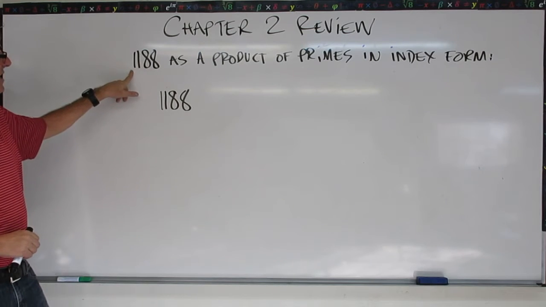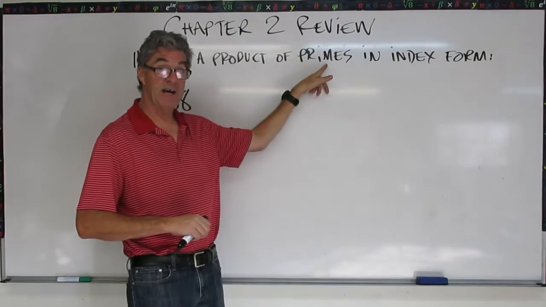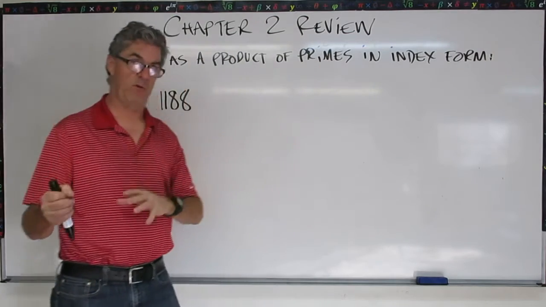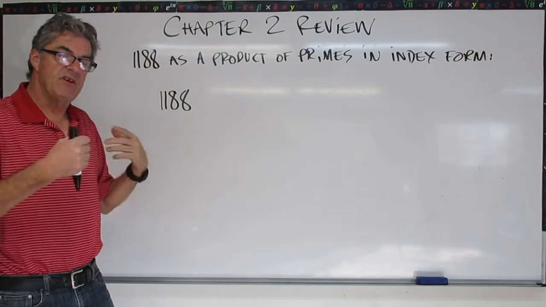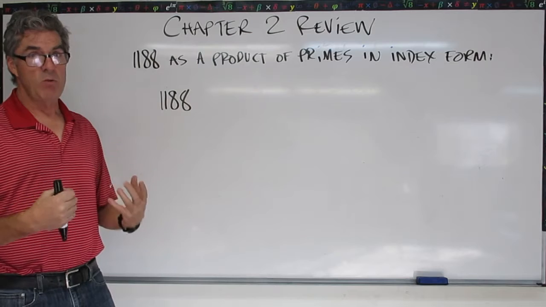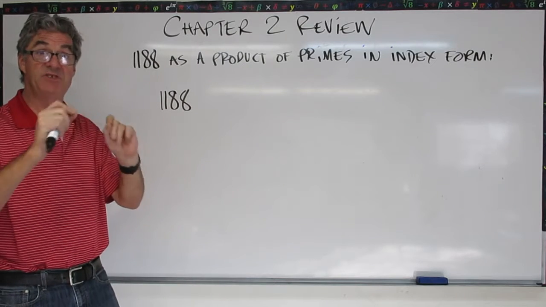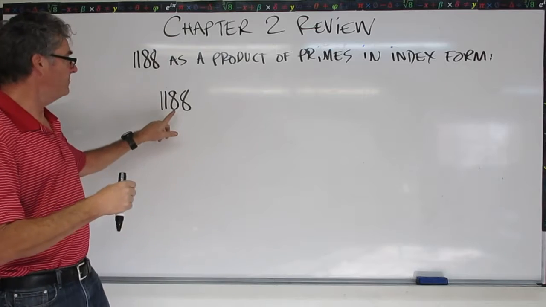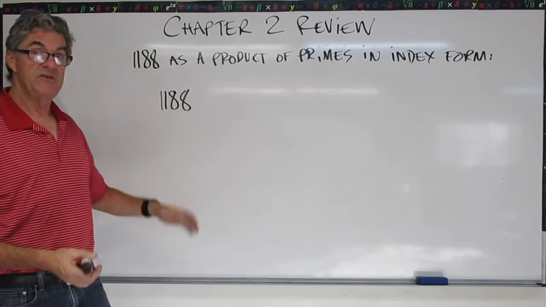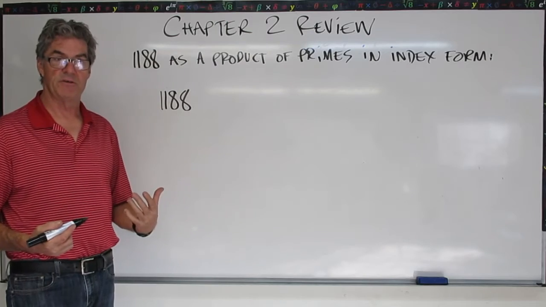It says, express 1188 as a product of primes in index form. So that's kind of a confusing instruction if you don't quite get it. What they want is prime numbers raised to powers times each other that would ultimately make 1188. So I have a really methodical way of doing this, and I want to share that with you, okay?